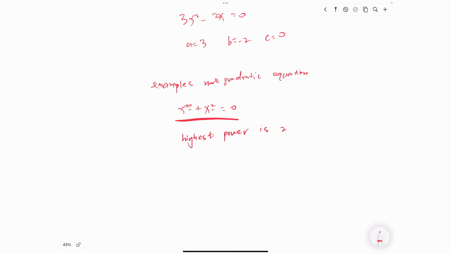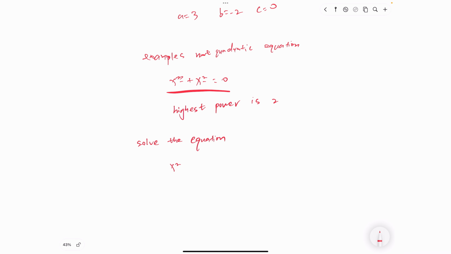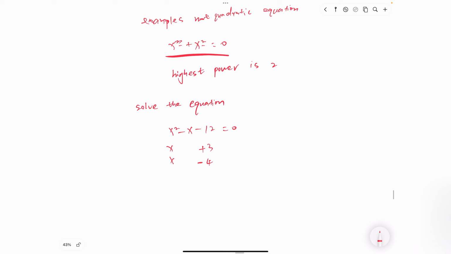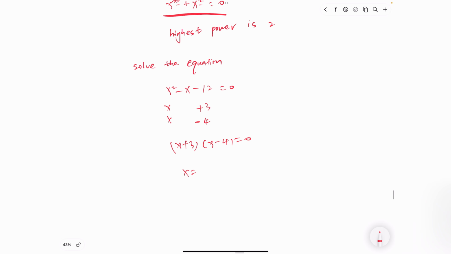Okay, let's see how we solve the equation. So we have x squared minus x minus 12 equals 0. So we can factor this. This is 3, 4, negative. So it's plus 3, minus 4. So x plus 3, x minus 4 equals 0. x equal to negative 3, or x equal to 4.